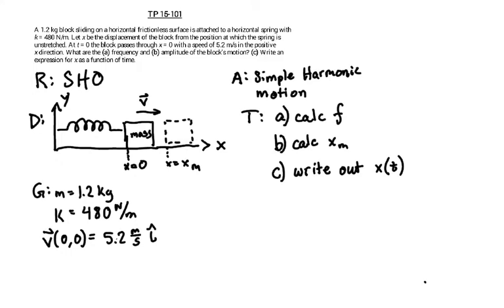Now as we look at our tasks, we have 3 of them. First one is to calculate the frequency of our simple harmonic motion here. The next is to calculate the maximum amplitude in the x direction. And the next one is to write out the position function, which is dependent on time, for our mass and spring system.